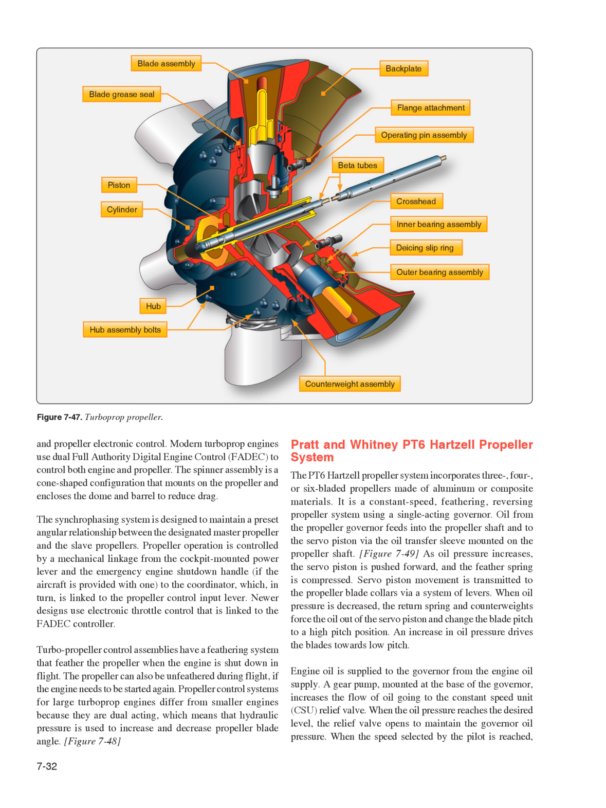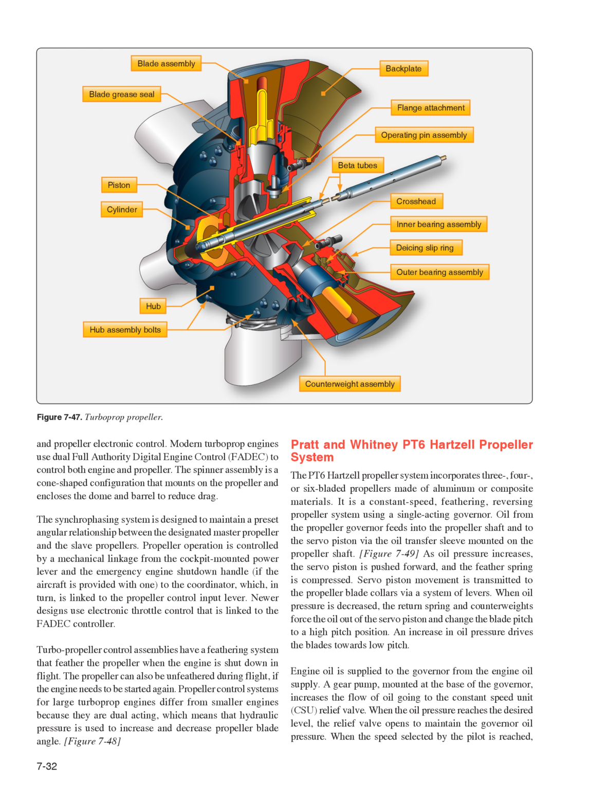It is a constant speed, feathering, reversing propeller system using a single acting governor. Oil from the propeller governor feeds into the propeller shaft and to the servo piston via the oil transfer sleeve mounted on the propeller shaft. Figure 749, as oil pressure increases, the servo piston is pushed forward, and the feather spring is compressed. Servo piston movement is transmitted to the propeller blade collars via a system of levers.